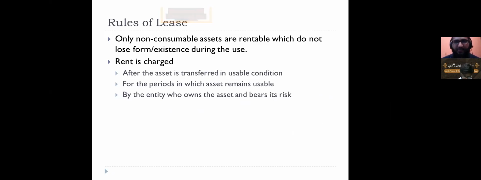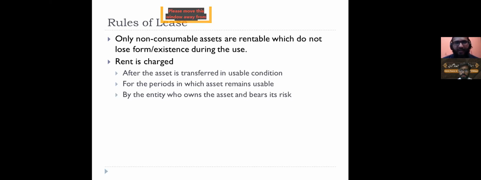But in Islamic finance, we have an ijara-based mode of finance, which is an alternative to conventional finance lease, and which is different from conventional financial lease. So in the rules of lease, especially when we are talking about Islamic finance, these rules have to be followed. There are other rules as well, but these are the major ones, that you cannot lease every asset.